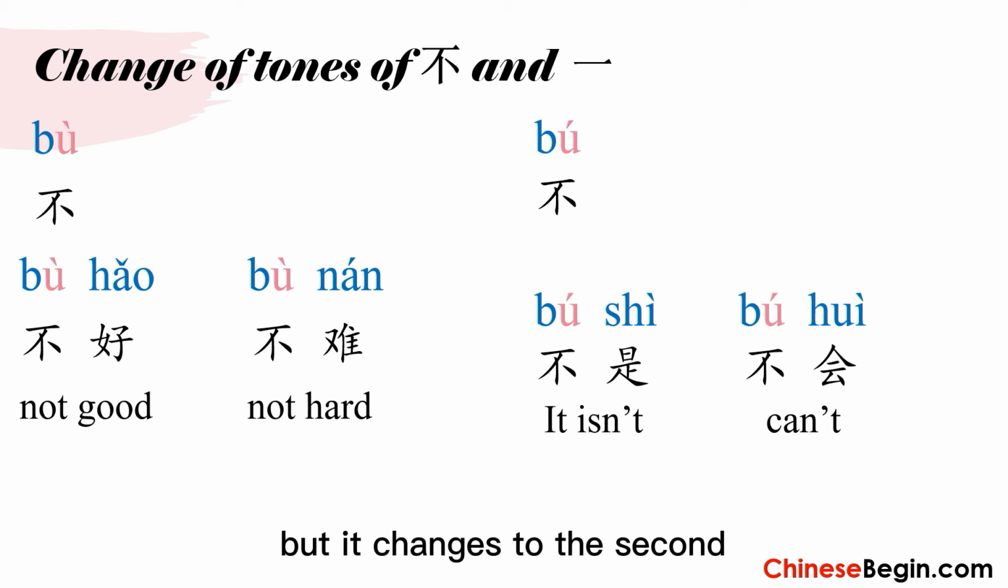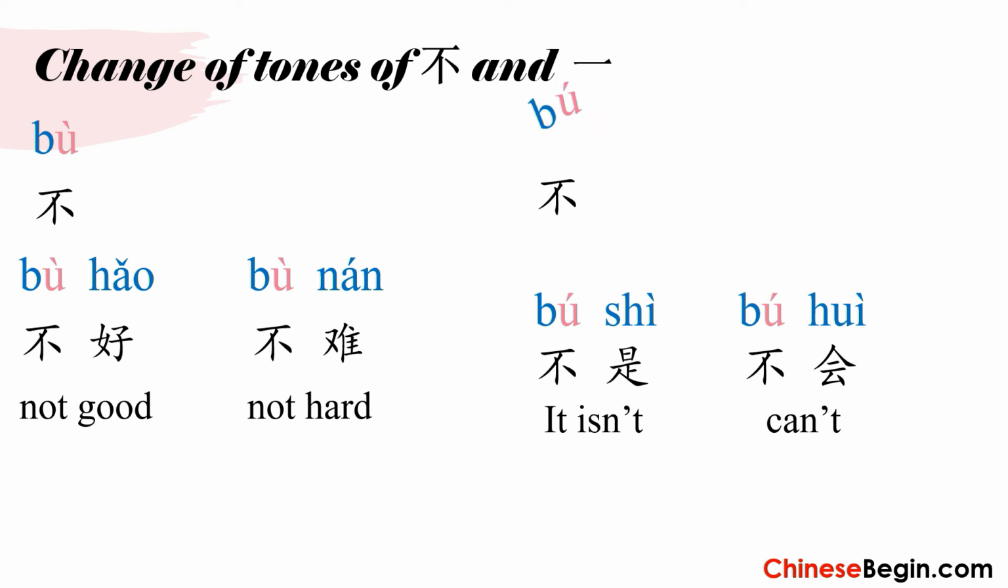But it changes to the second tone when it is immediately followed by another fourth tone syllable. For example, 不是 and 不会. 不是 means it isn't.